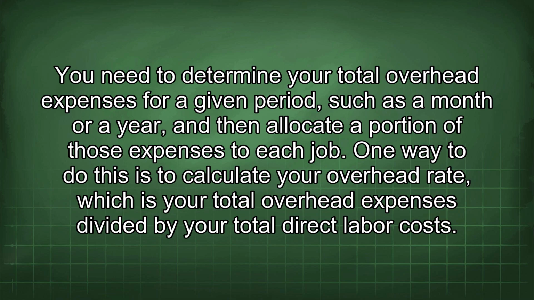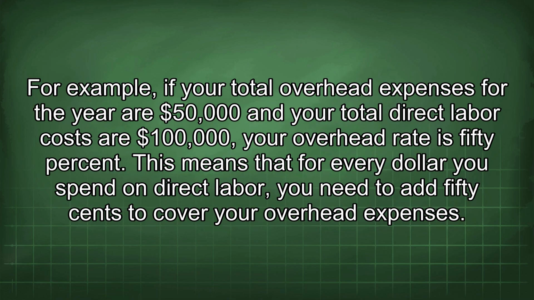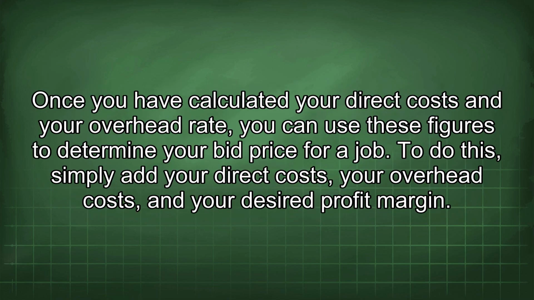One way to do this is to calculate your overhead rate, which is your total overhead expenses divided by your total direct labor costs. For example, if your total overhead expenses for the year are $50,000 and your total direct labor costs are $100,000, your overhead rate is 50%. This means that for every dollar you spend on direct labor, you need to add 50 cents to cover your overhead expenses.